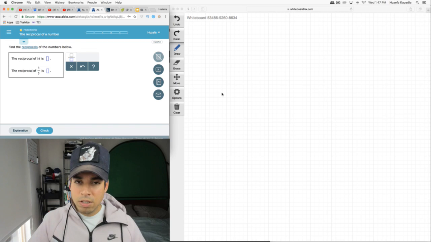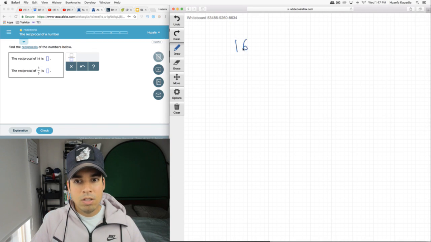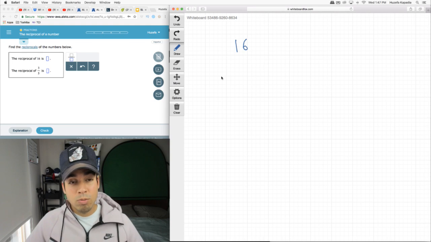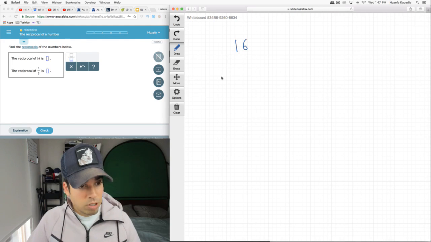Okay, let's talk about the reciprocals of numbers. So what does the reciprocal of a number mean? It means we're basically switching the numerator and the denominator. So how do we take the reciprocal of a whole number?